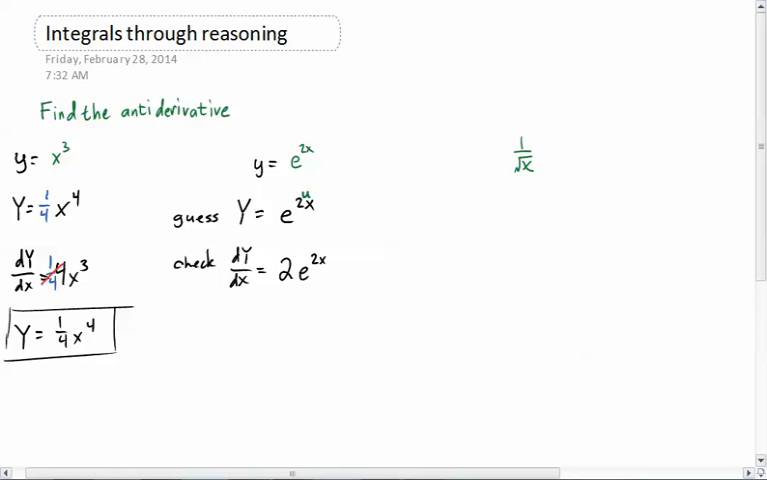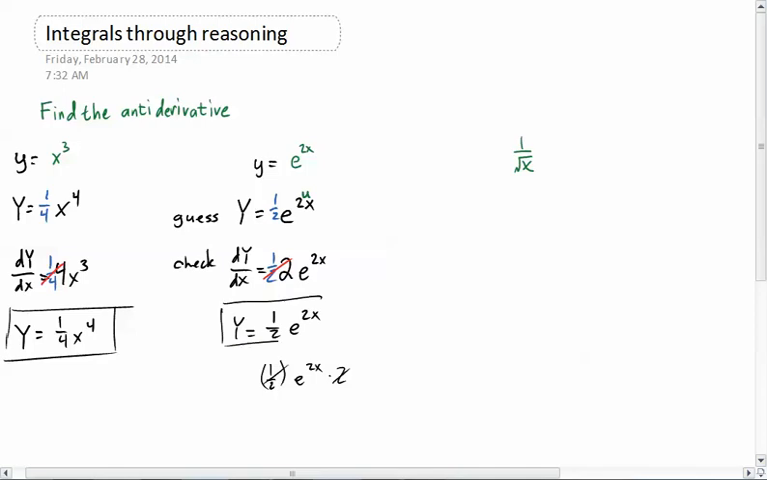Now remember, I want to be able to take the derivative of this to give me the original. That means I don't want the 2 in front. So how do I get rid of a 2? Well, I multiply it by 1/2. And notice that the 1/2 and the 2 will end up canceling out, and so therefore y equals 1/2 e to the 2x. You can double check that again by taking the derivative. When you take the derivative, it would just be 1/2 times e to the 2x times the derivative of the inside, which is 2, and the 2 and the 1/2 cancel out, leaving you with e to the 2x.